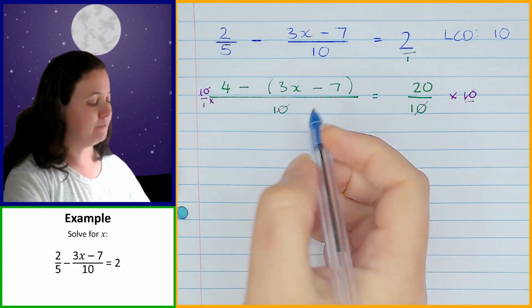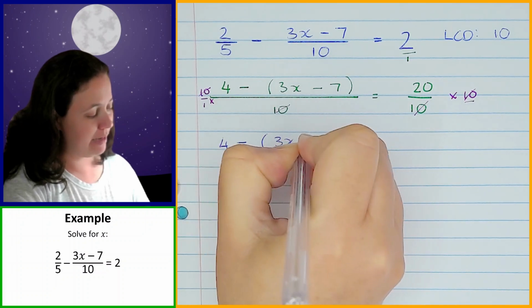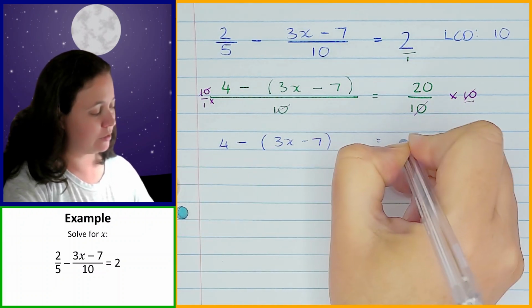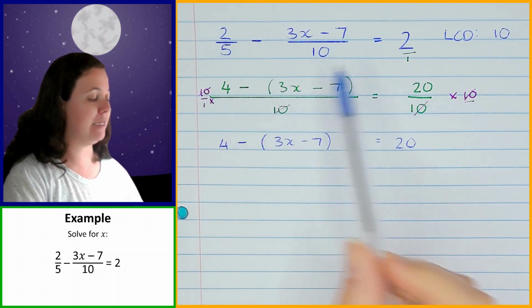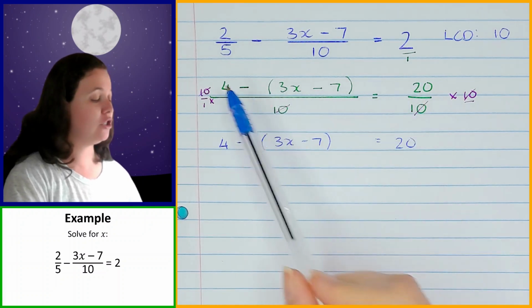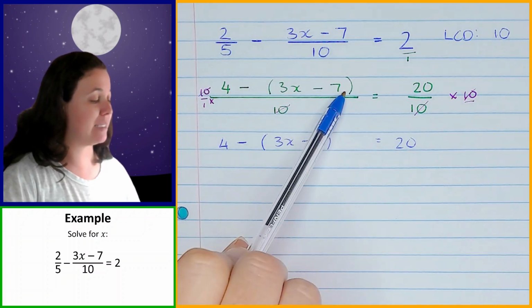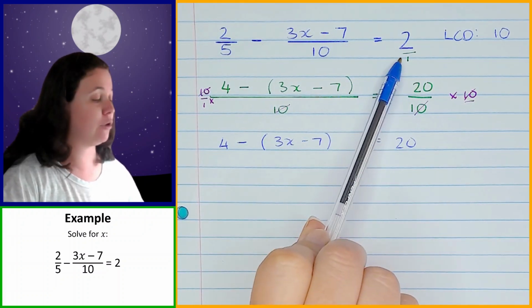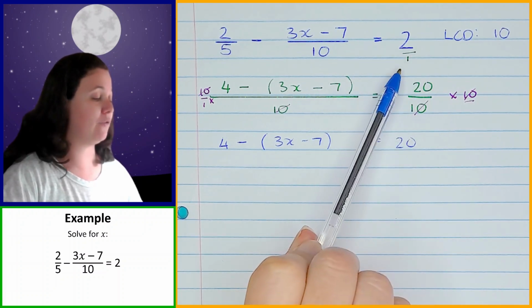So now I can say that I have 4 minus (3x minus 7) equals 20. So that's why I said you can leave out the step completely. Instead of writing it as the fractions like this, you can just write the numerators, but you have got to remember when you do it to put your brackets in, and don't forget about terms where it doesn't look like a fraction. You have to still multiply by the LCD for those terms as well.